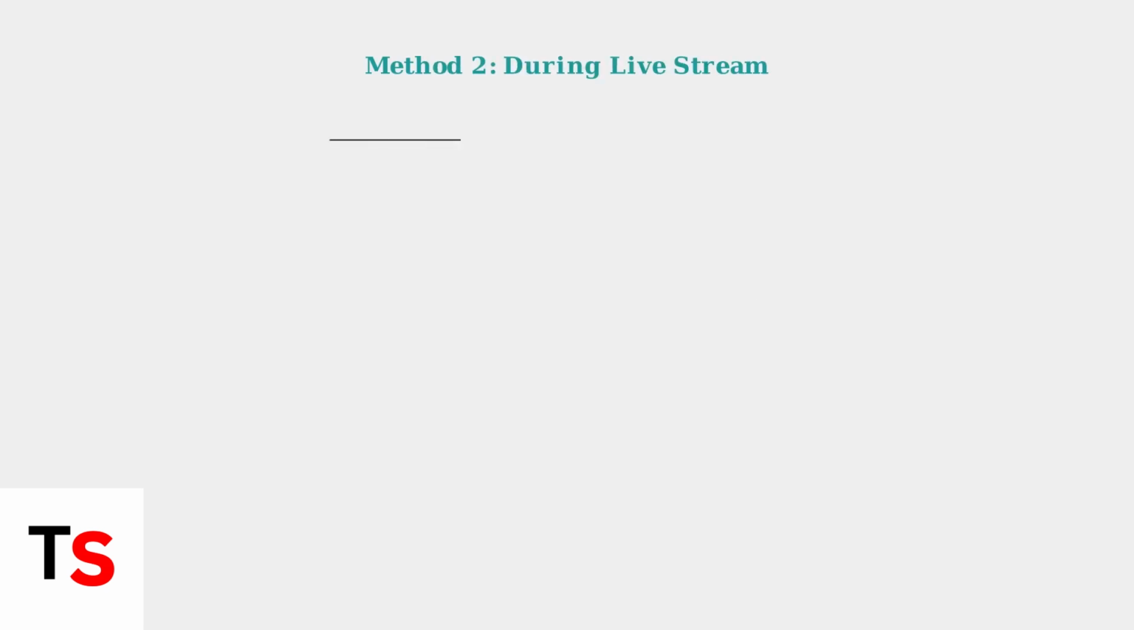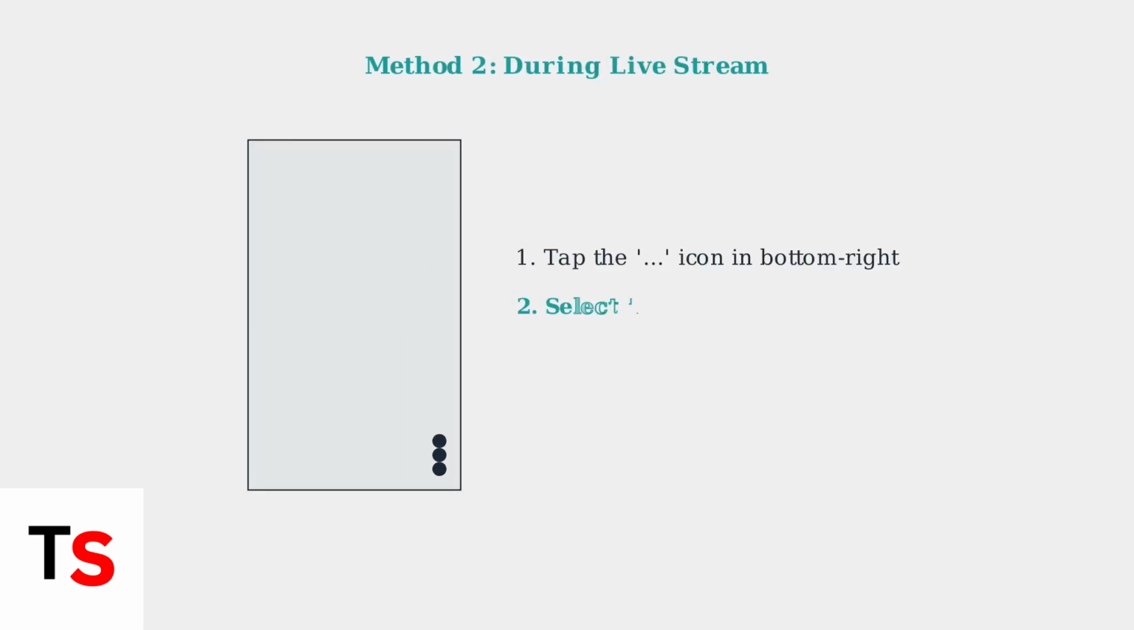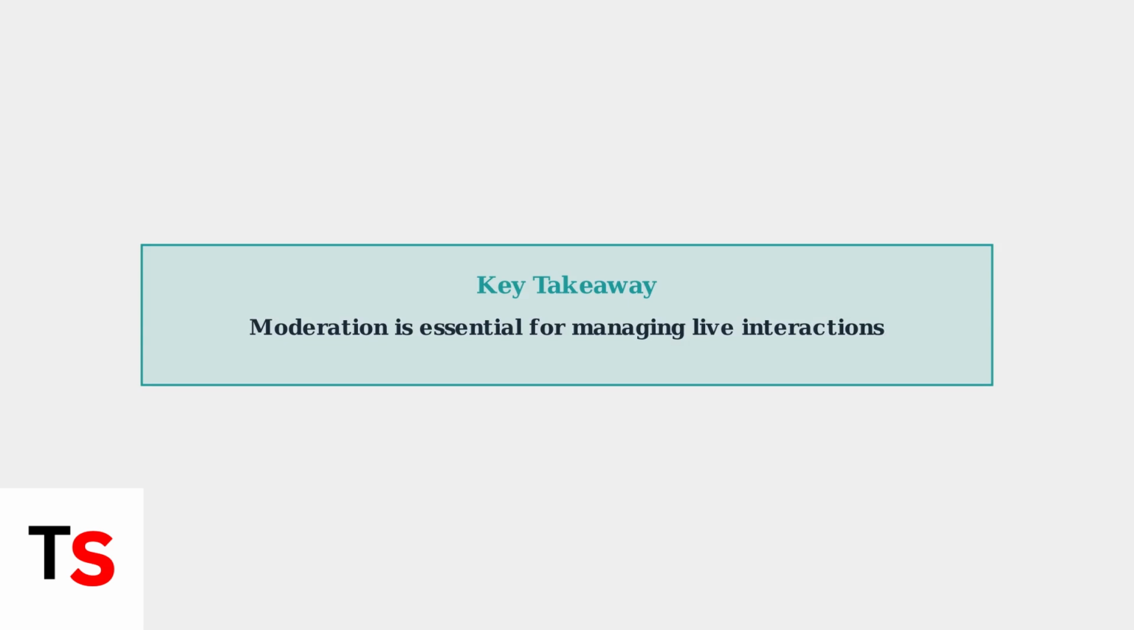If you're already live and want to turn off comments, tap the three dots icon in the bottom right corner of your screen. Then select Turn Off Commenting, and the comments will be disabled immediately. Remember, effective moderation is key to managing interactions during your TikTok live streams. These comment control features help you maintain a positive environment for your viewers.